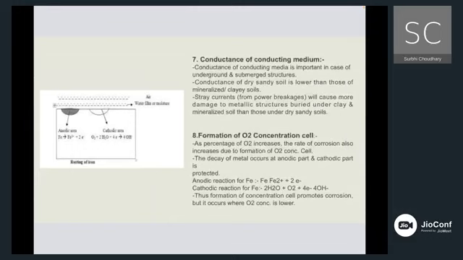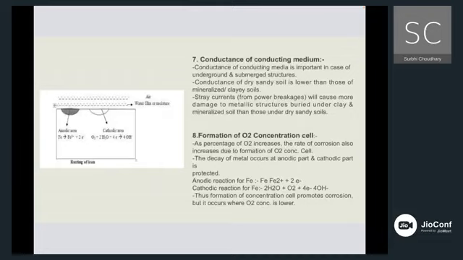Now the next one is conductance of the conducting medium. If the conductance of a particular medium is found to be higher, then the rate of reaction is also fast. The conductance of dry sandy soil is lower than that of mineralized clay soils. Stray currents will cause more damage to the metallic structure buried under clay and mineralized soil than under dry sandy soil. So if the conductance of the ions increases in a particular medium, then the rate of corrosion increases.